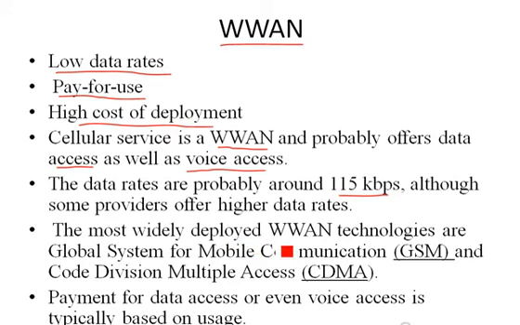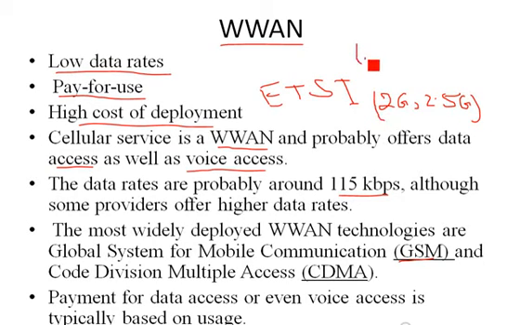The most widely deployed wireless WAN technologies are Global System for Mobile Communication (GSM) and Code Division Multiple Access. Let me discuss GSM and CDMA. GSM is a standard developed by the European Telecommunication Standards Institute (ETSI) to describe the protocol for second generation, normally called 2G. In some countries it is called 2.5G. Nowadays we have 4G.